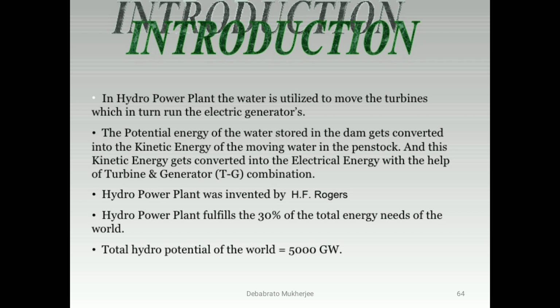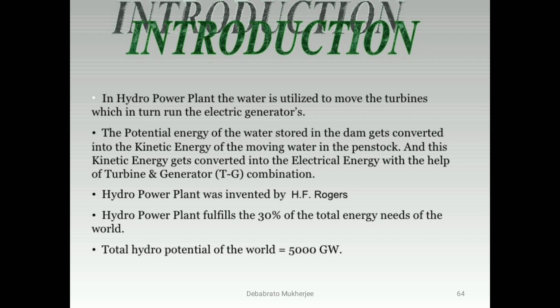Over here, the potential energy of the water stored in the dam gets converted to kinetic energy of the moving water in the penstock, and this kinetic energy gets converted to electrical energy with the help of the turbine generator coupling, or combination of turbine and generator.